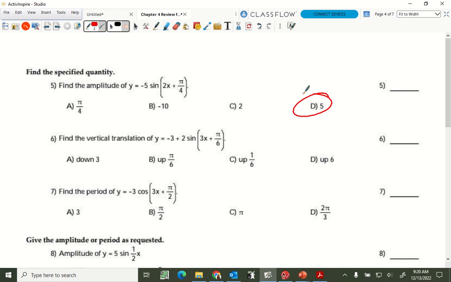Vertical translation on number 6. -3. Vertical is up and down, isn't it? Yeah. And I believe we talked about this yesterday, didn't we? Yeah. So vertical translation is that number all by itself. And so it's -3. So what does that mean? It is going down 3. Period. How do I find the period of a cosine? It's 2 pi over b. So it's 2 pi over 3. b, in this case, is 3.